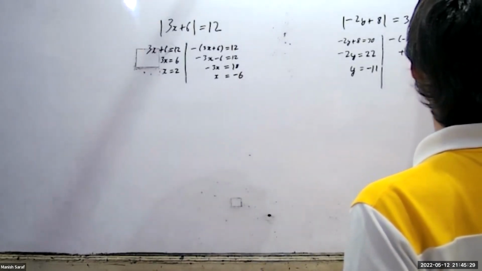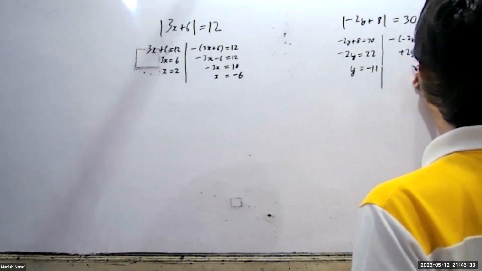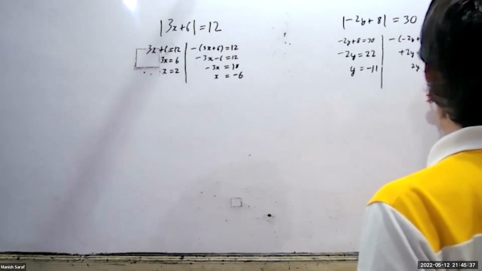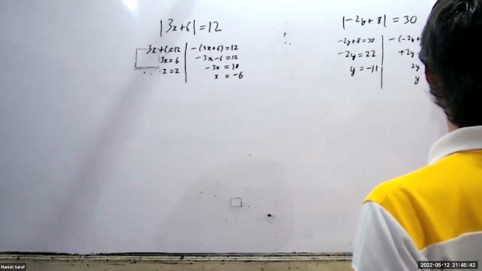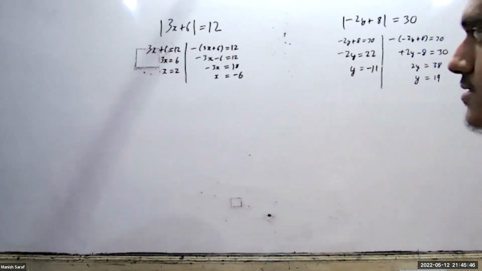Plus 2y minus 8 is equal to 30. Okay, 2y is equal to 38. Fantastic. Okay, y is equal to 19. Now you have to find the minimum possible value.